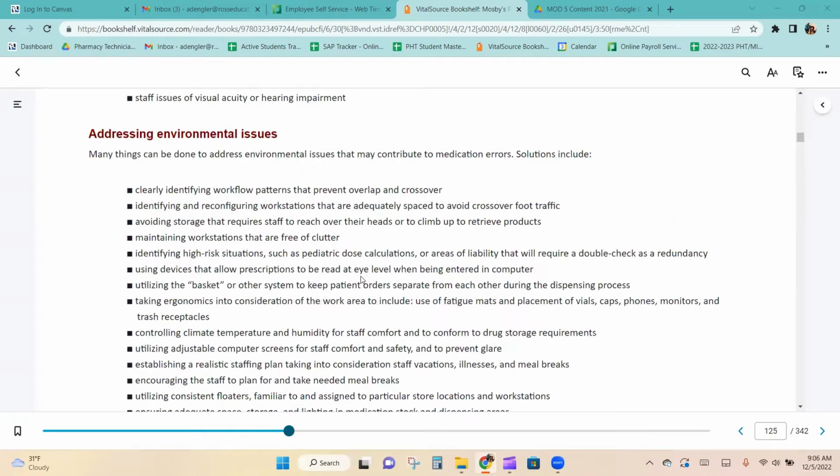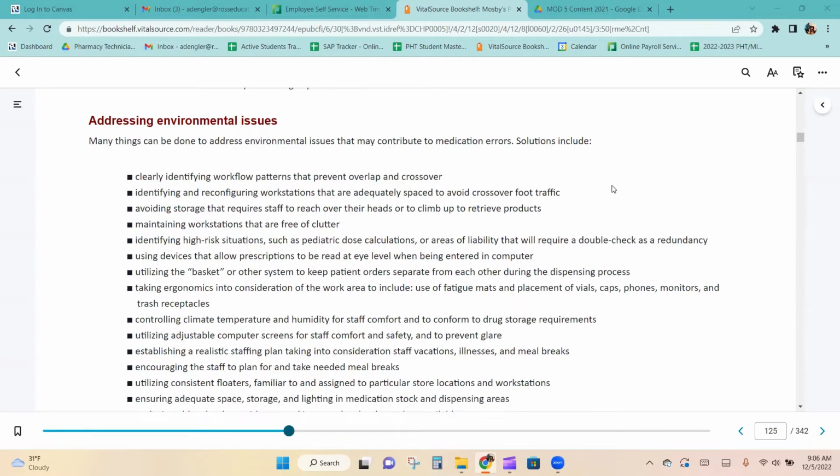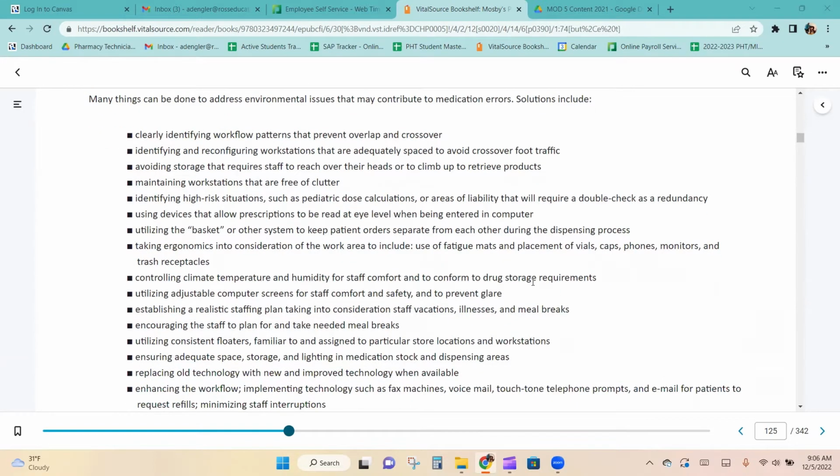So many things can be done to address environmental issues that may contribute to medication errors. So we'll read through some of these solutions. Obviously, clearly identifying workflow patterns that prevent overlap and crossover.